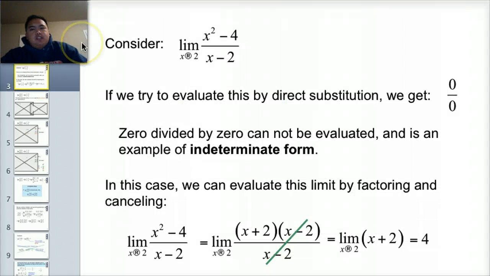Say for example, this is where L'Hôpital's rule comes into play. A long time ago, we did limits, first month of school, and I said hey, take the limit of x squared minus 4 over x minus 2.